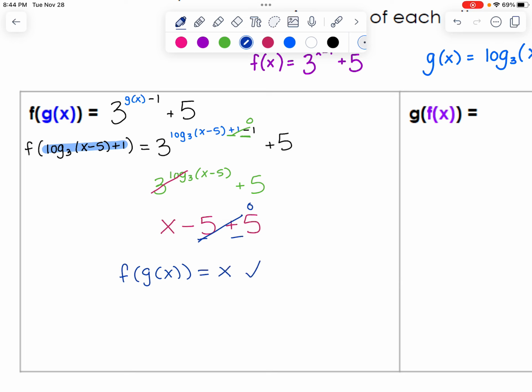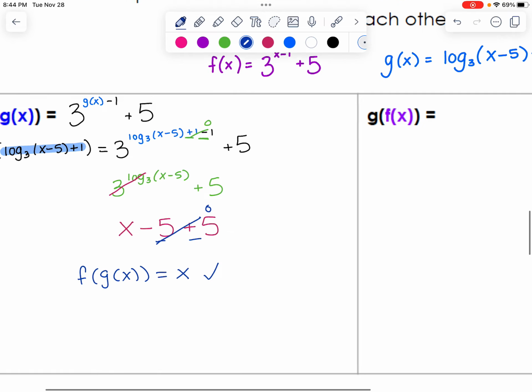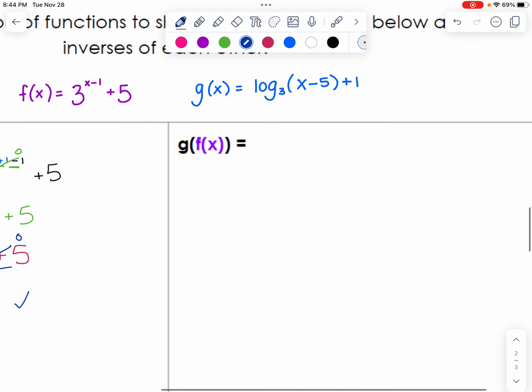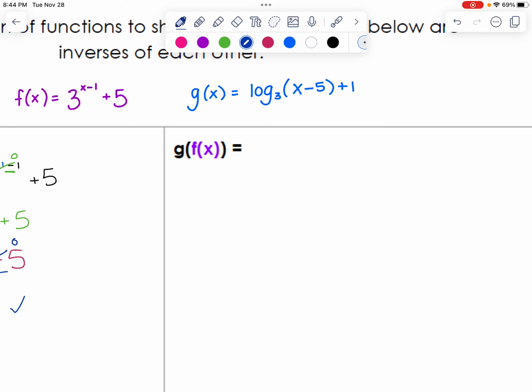So now we're going to have to check g of f of x and see if that one also equals x. So let's come on over here. This time we're plugging f of x into g. So we're going to start with the g of x function, which is log base 3 of x, but for x we're plugging in f of x. Bring down that minus 5 plus 1. Now f of x is the function 3 to the x minus 1 plus 5. So that's what we're going to plug in for f of x.